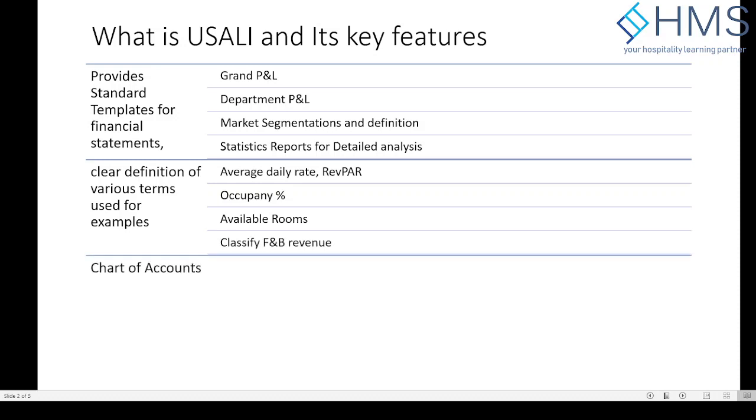Classify the F&B revenue. For example, as per the uniform system of accounting, non-alcoholic beverage revenue is considered as food revenue, while many hotels consider any beverage as beverage revenue. For example, coffee, tea, juices are considered as beverage revenue in many hotels, while the uniform system of accounting requires them to be counted as food revenue rather than beverage revenue. The purpose is again to avoid complications in calculating the cost.